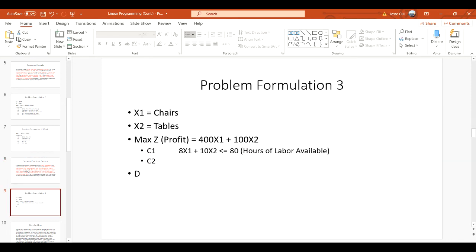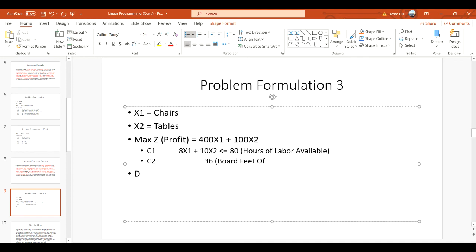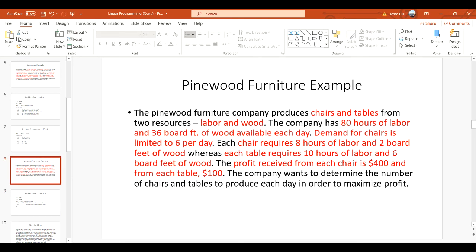So, one more time. And again, these labels aren't necessary, but they do help with comprehension. So now we know how much is available, and we have to check how much is required. So we see here, each chair requires 2 board feet of wood. Each table is 6 board feet of wood.